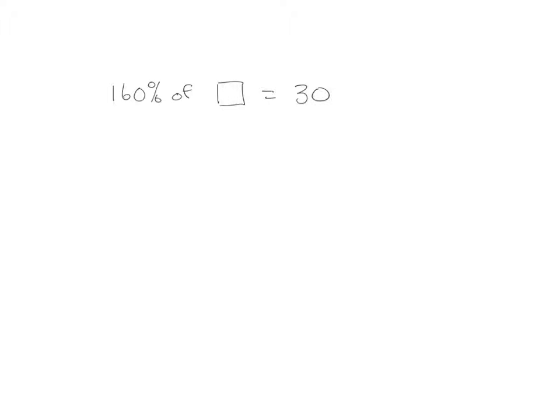Now I want to show you the other type of question, one where we don't know this spot right here. So we're doing 160% of some number equals 30. Now just a reminder, what number might this be in this box? Well, we can do a quick estimate. If a number was 100%, it would be that number. So 100% of 30 would be 30. But 160% of 30 would be bigger than 30.